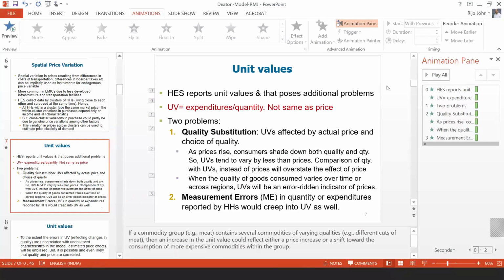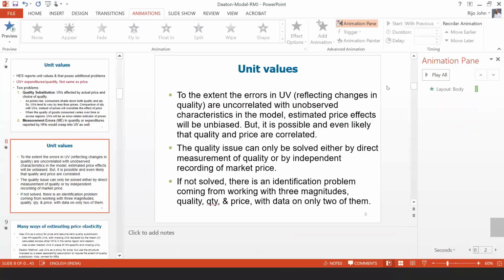And any such errors in the measurement of either quantity or expenditure or both will be carried over to unit value also, because as we already saw, the unit values are expenditure divided by quantity. So any error in measurement of either quantities or expenditure would also get carried to unit values. So we should be mindful of that also while using unit values as a proxy for prices in estimating price elasticities of demand.